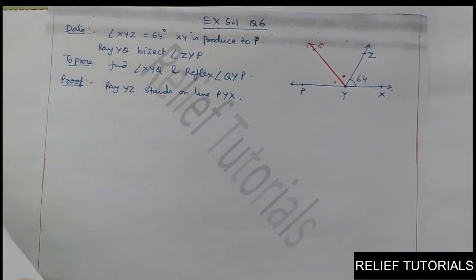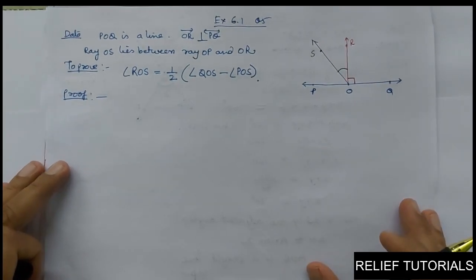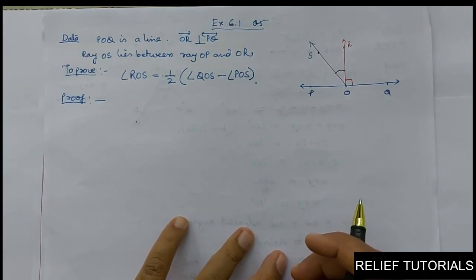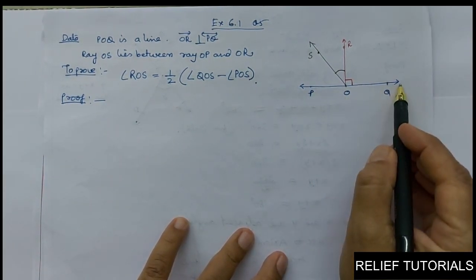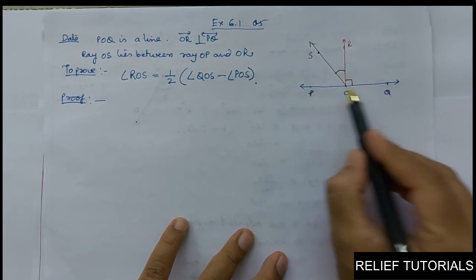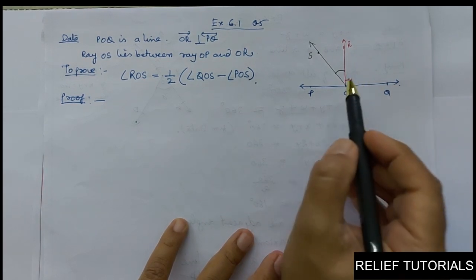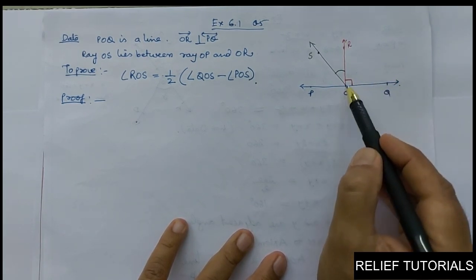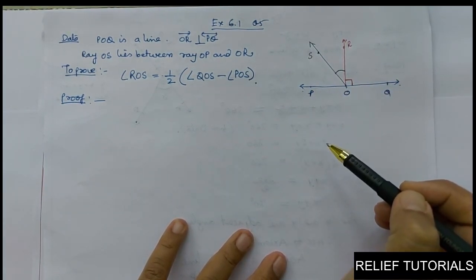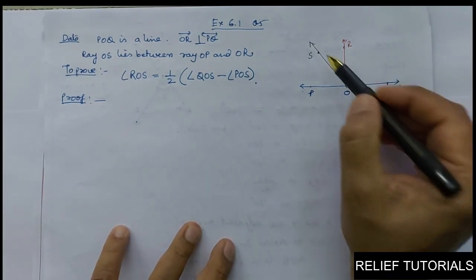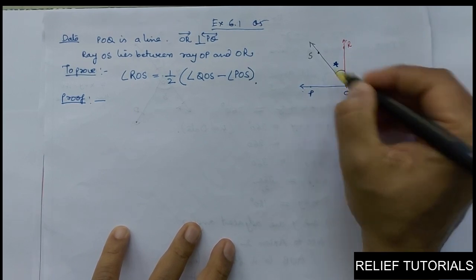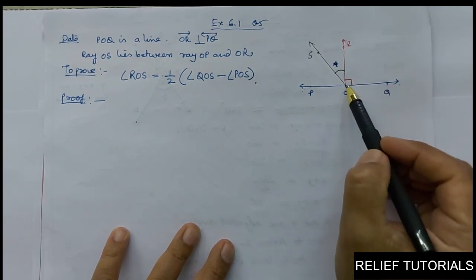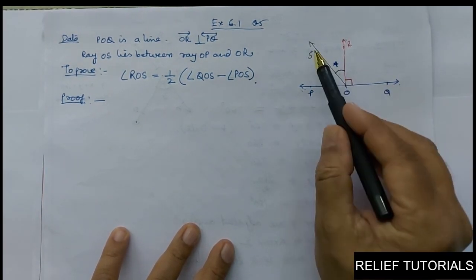Now we will move further. Now we will discuss exercise 6.1 question 5. See, look at the diagram. Here it is given POQ is a straight line and this OR is perpendicular to PQ. And ray OS lies between OR and OP rays. And what you have to prove is the result: the measurement of angle ROS, see, this is our hero, the measurement of angle ROS is half of angle QOS minus angle POS.